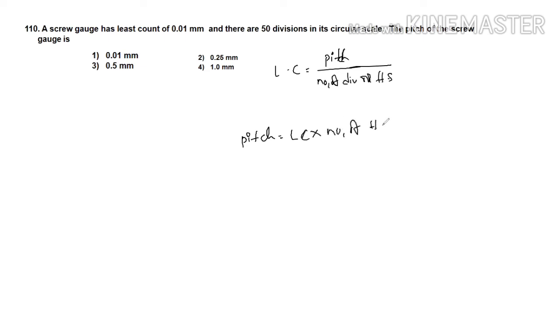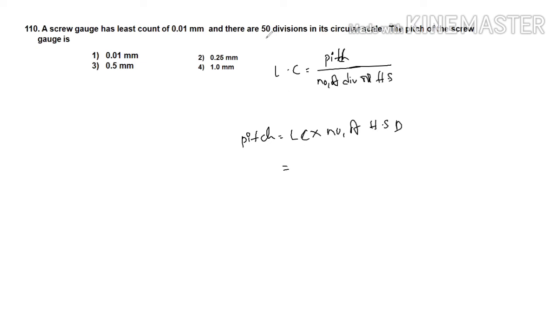A screw gauge has a least count of 0.01 millimeter and there are 50 divisions on the circular scale. Now the pitch of the screw gauge is, you know the formula that least count is equal to pitch divided by the number of divisions on the head scale. So now they are asking us to calculate the pitch of the screw, which is equal to least count into number of head scale divisions.